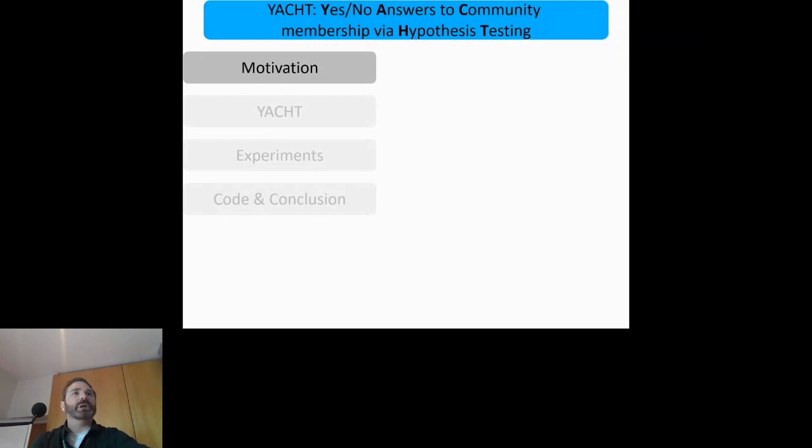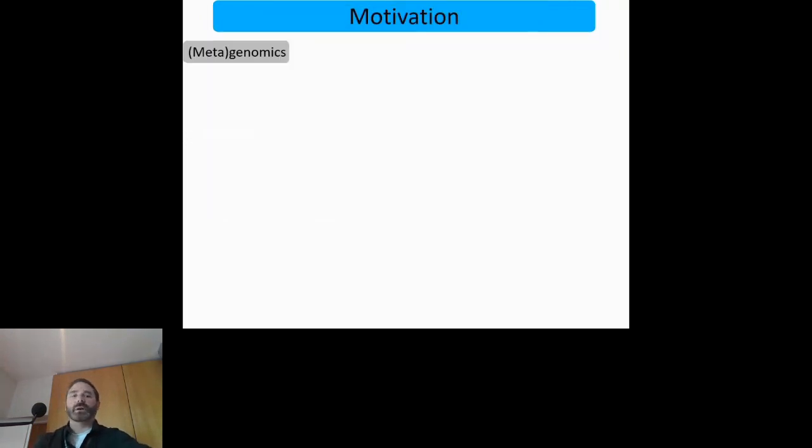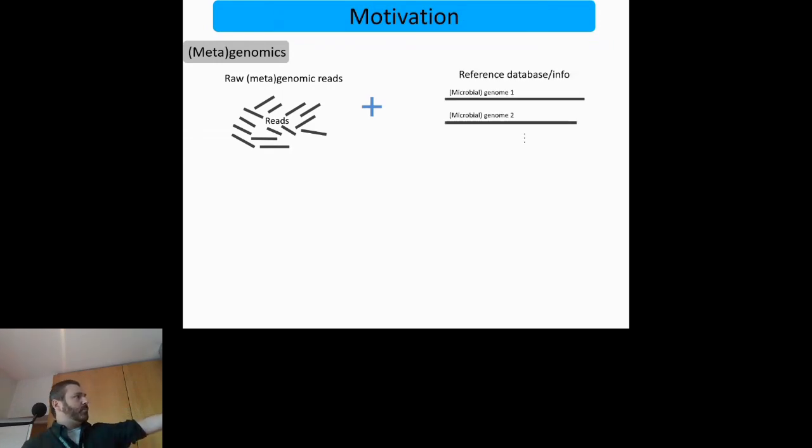So first off, with the motivation, what is the actual problem that we're trying to solve here? The basic idea is that we have a whole bunch of raw metagenomic reads. Along with that, we also have a database of microbial genomes, or just genomes, period. And one of the most fundamental tasks is to answer the question: are any of these reference genomes represented in my sample or in my reads?